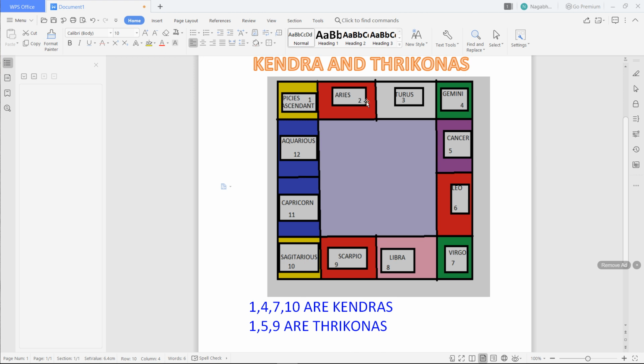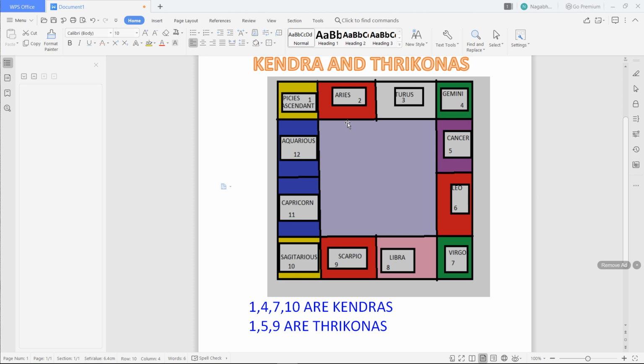Generally, Aries 1, Taurus 2, Gemini 3, Cancer 4, Leo 5, Virgo 6, Libra 7, Scorpio 8, Sagittarius 9, Capricorn 10, Aquarius 11, and Pisces 12. That is the natural zodiac sign, and it is based on the rising ascendant.